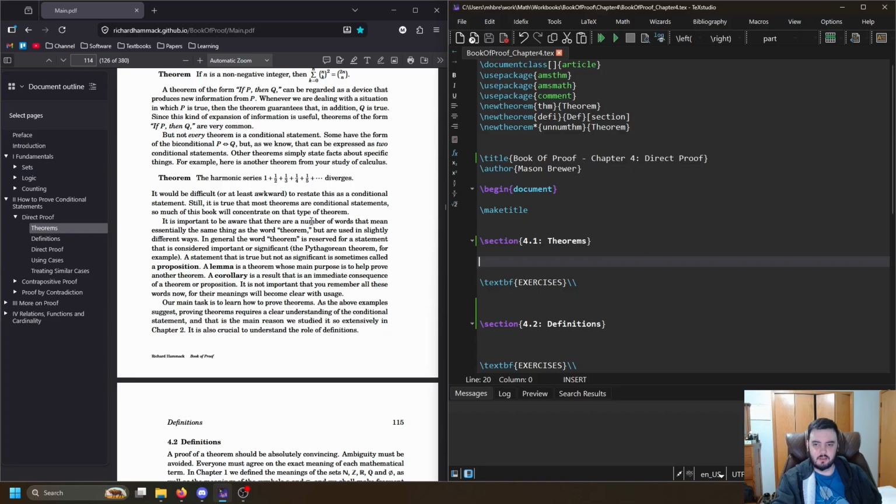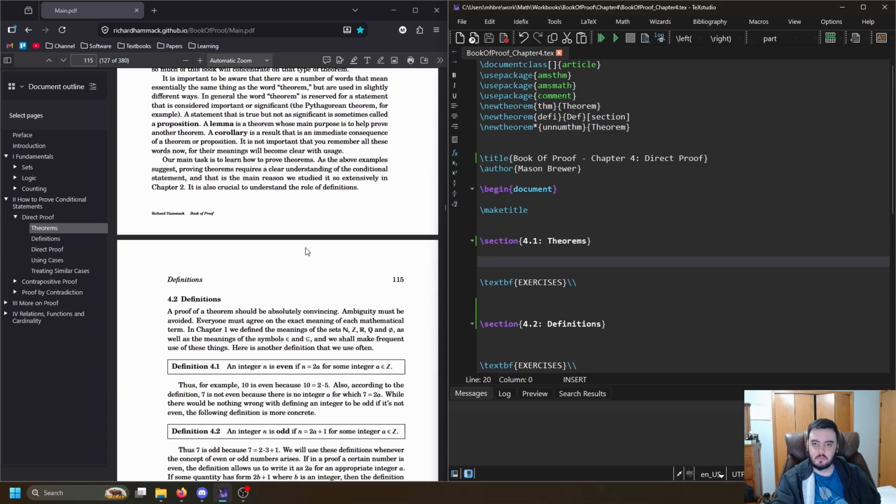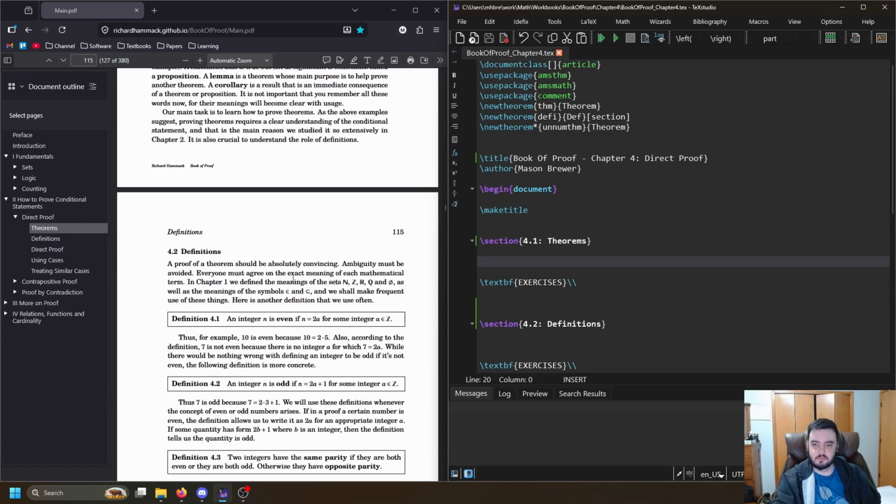It is important to be aware that there are a number of words that mean essentially the same thing as the word theorem, but are used in slightly different ways. Corollary, lemma, proposition. A proposition is a statement that is true but not as significant. A lemma is a theorem whose main purpose is to prove another theorem. A corollary is an immediate result of a theorem. You'll see them and get used to them.